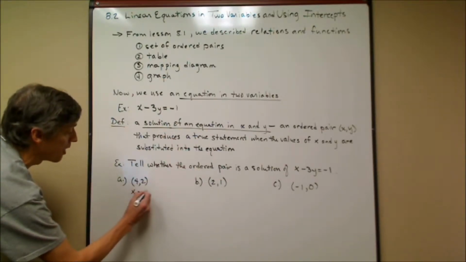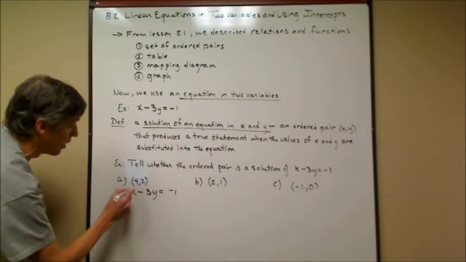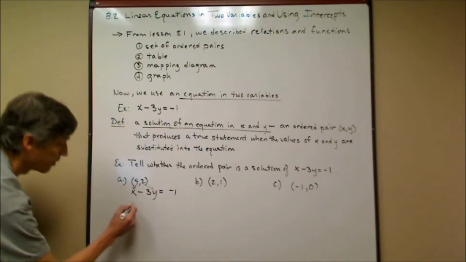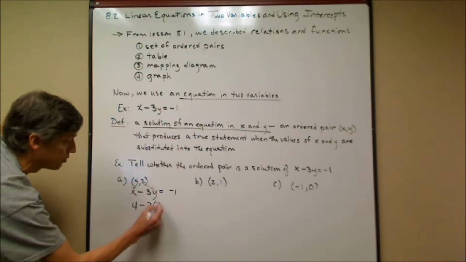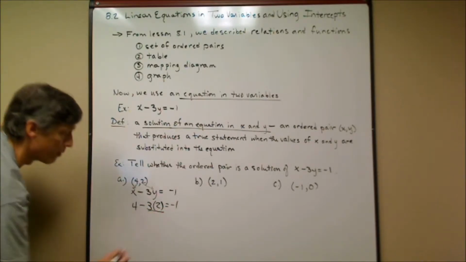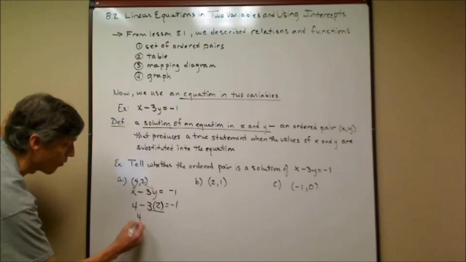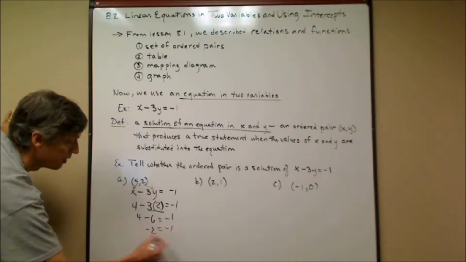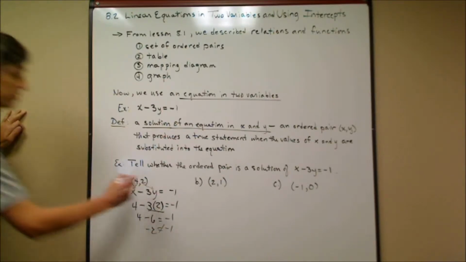So into x minus 3y equals negative 1, I'm going to plug a 4 in there, I'm going to plug a 2 in there. So that would give me 4 minus 3 times 2, 3y means 3 times 2, equals negative 1. I multiply before I subtract: 4 minus 6 equals negative 1. 4 minus 6 is negative 2. Now that's not true. So is this an answer? No.